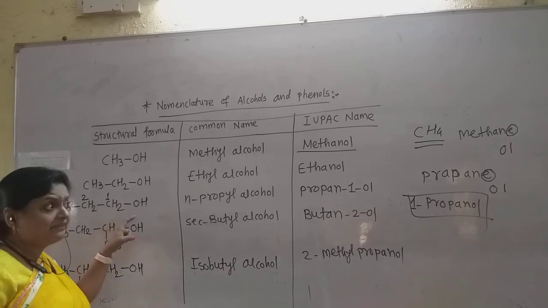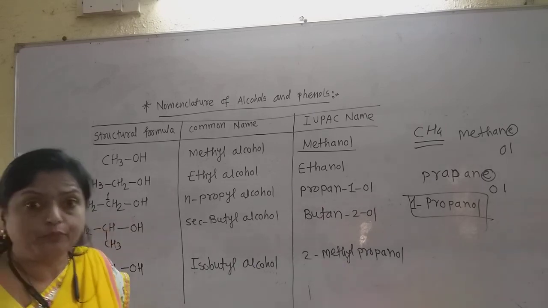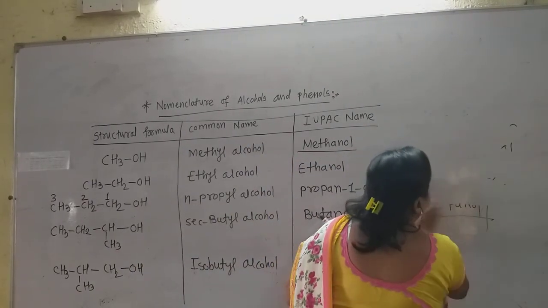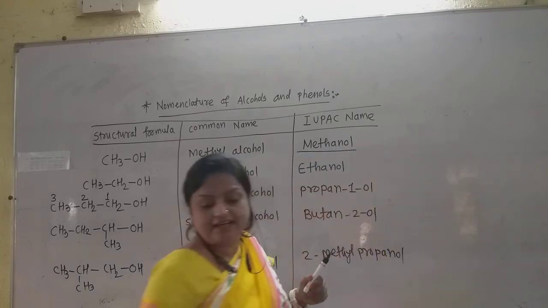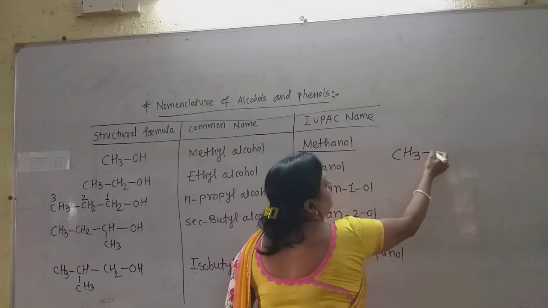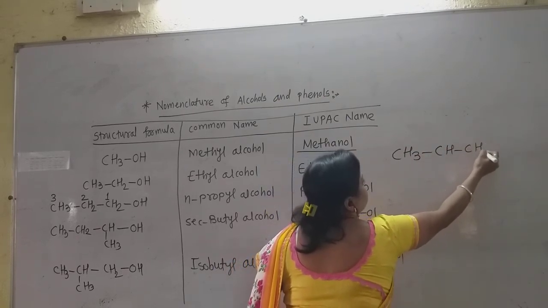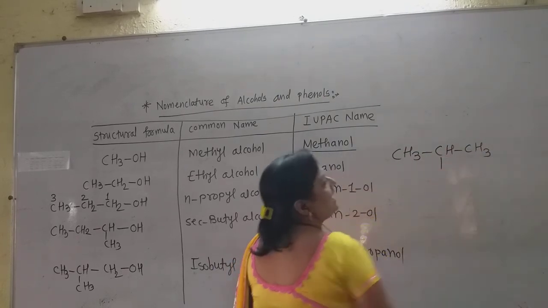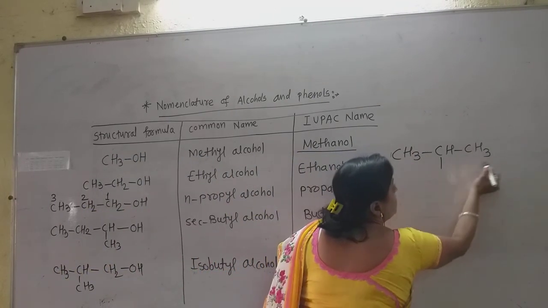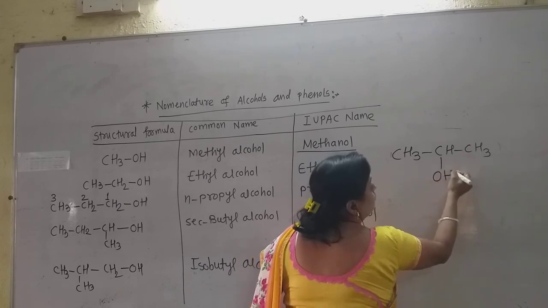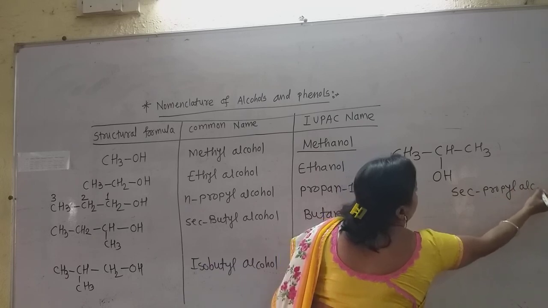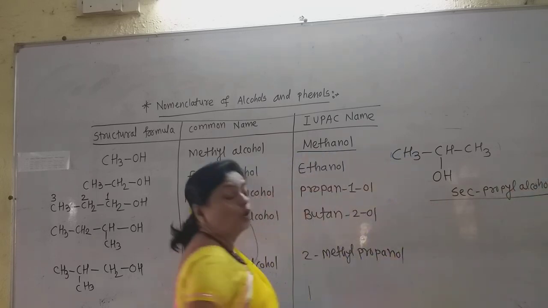Now here the example of secondary propyl alcohol is not given. Now see how the secondary propyl alcohol looks. You know the secondary propyl group very well. Which is that? If the OH group is attached to the second carbon having only one hydrogen, then such a group is called the secondary propyl group. Now this is the secondary propyl alcohol. Commonly it is secondary propyl alcohol.